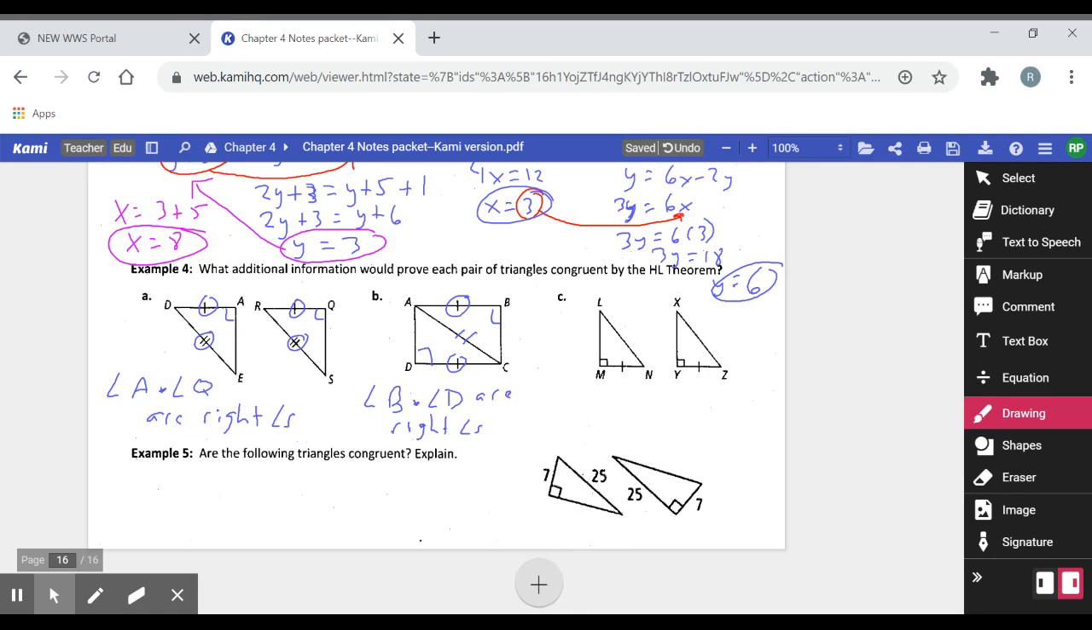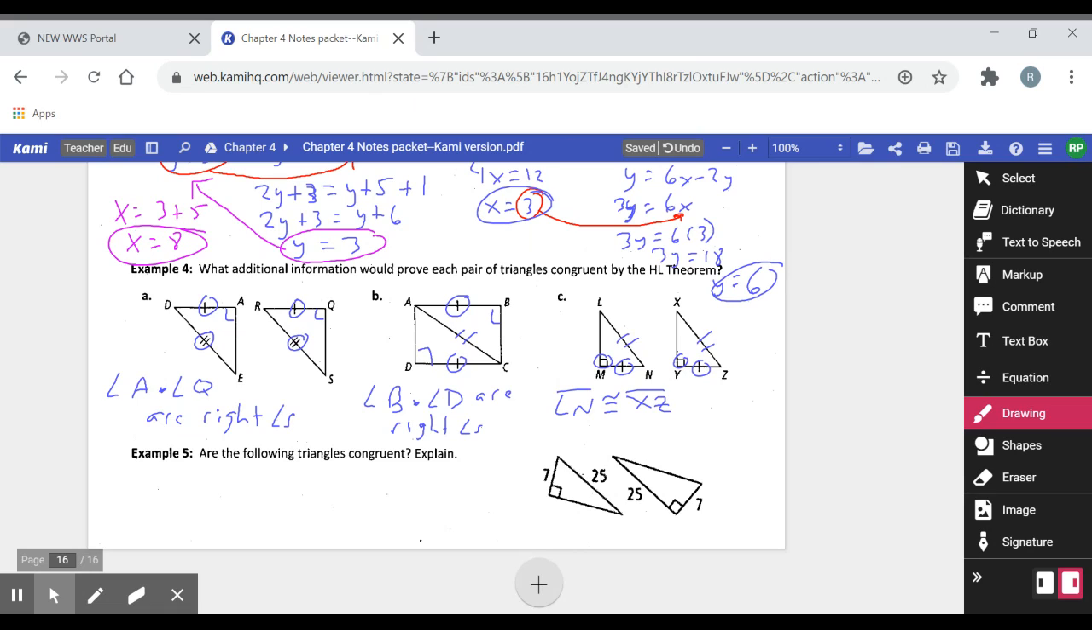Okay, and on C, we have the right angles this time, and we have the legs this time, but we would need to know these two hypotenuses are congruent. So we would need to know LN is congruent to XZ.